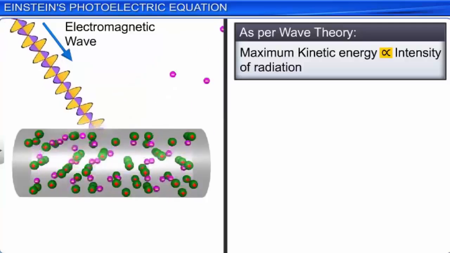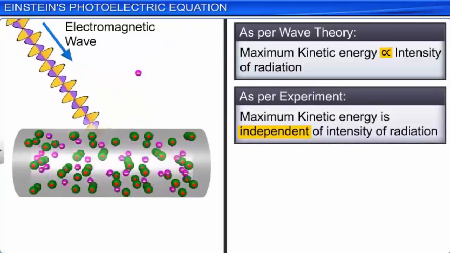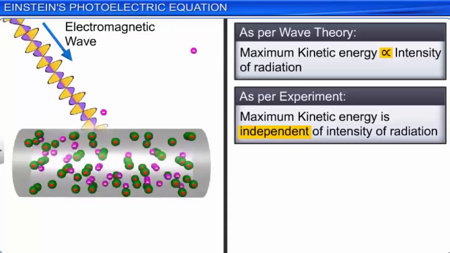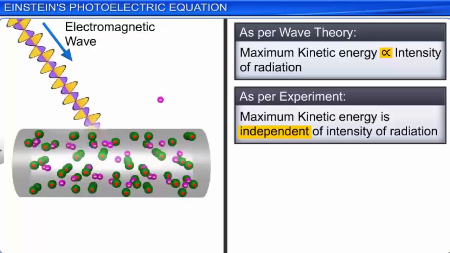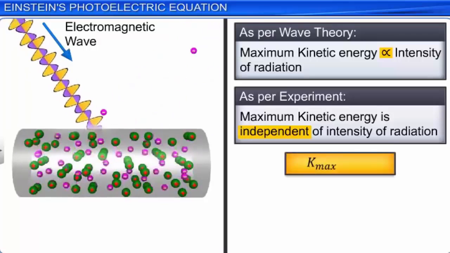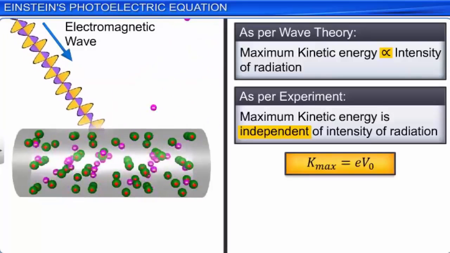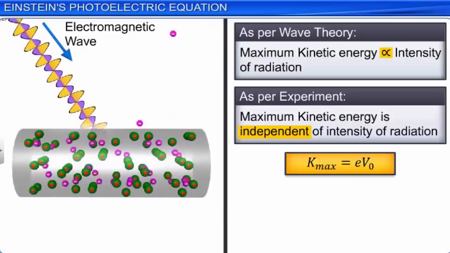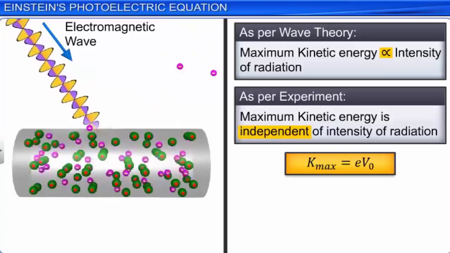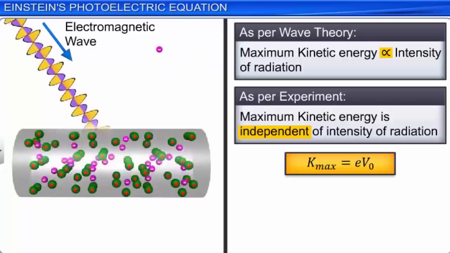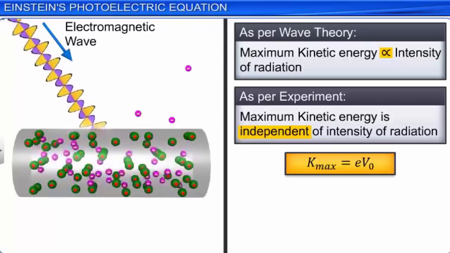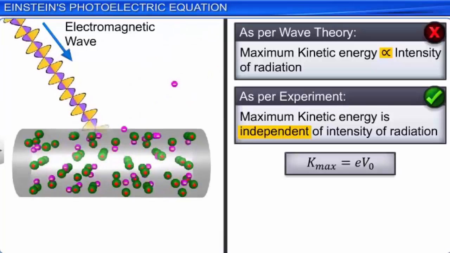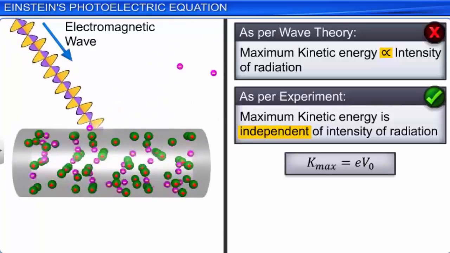But photoelectric effect experiments show that as the intensity of the radiation increases, there is no increase in the maximum kinetic energy of the ejected electrons. We learnt earlier that the maximum kinetic energy K max for the ejected electrons is equal to eV0, where V0 is the stopping potential. This shows that the kinetic energy of the photoelectrons is not dependent on the intensity of radiation, which contradicts the wave theory. Therefore, the experiment shows that the maximum kinetic energy of the ejected electrons is independent of the intensity of the radiation.